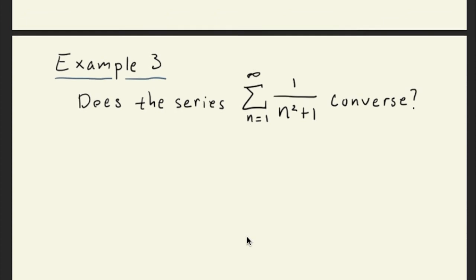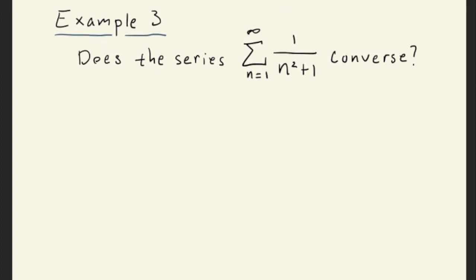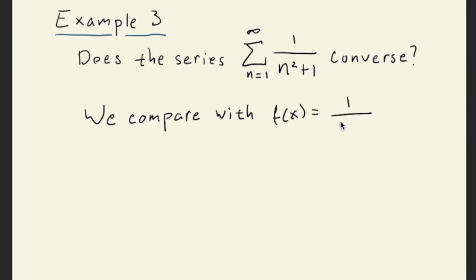Does this series converge? So again, we compare with f of x equals 1 over 1 plus x squared. Okay, so this function, the antiderivative is arctan, right? And arctan, as it goes to infinity, is pi over 2. So this is going to converge.